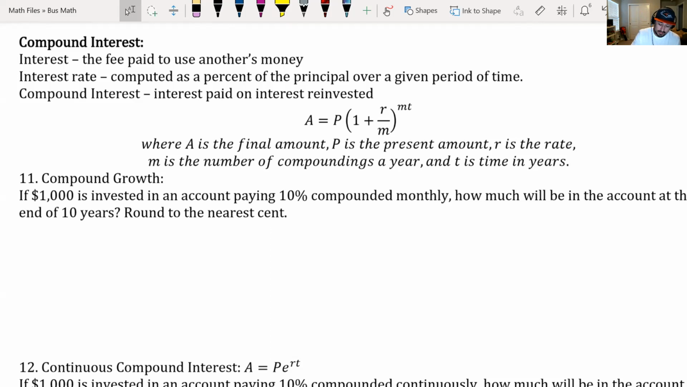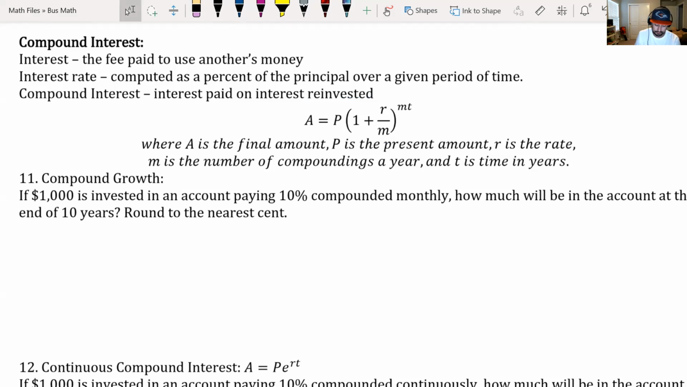So this is the formula we will use to represent compound interest on an investment or a loan. So putting this together, we are given the formula A equals P times 1 plus r over m to the mt, where A is the final amount, P is the present amount, the beginning amount, r is the rate, m is the number of compoundings a year, and t is time in years. This is just called the compound interest formula. So we will use it to solve the next problem.